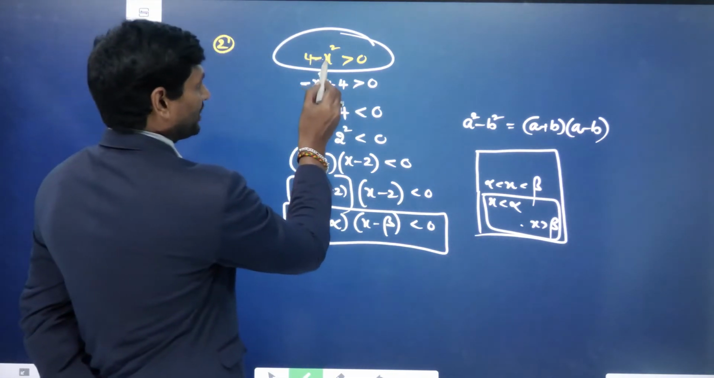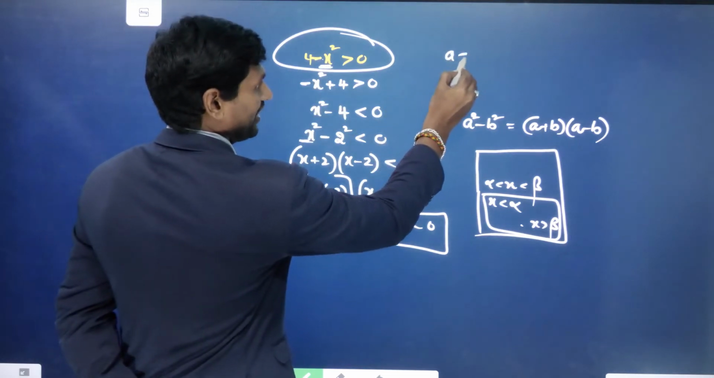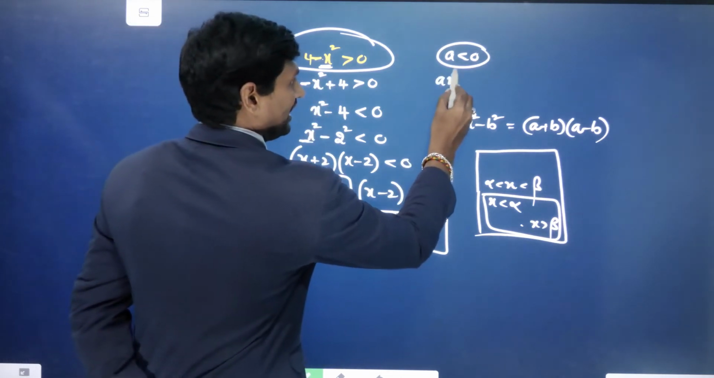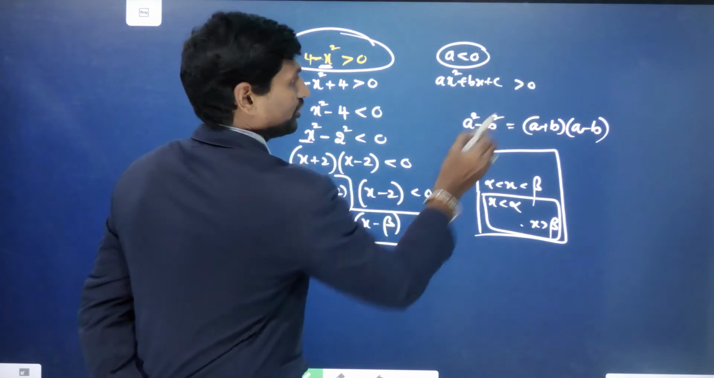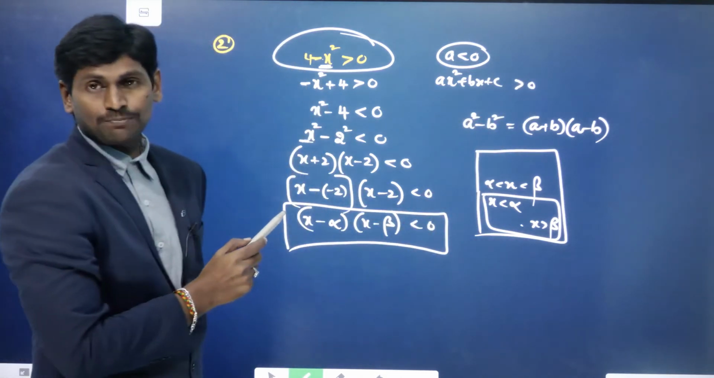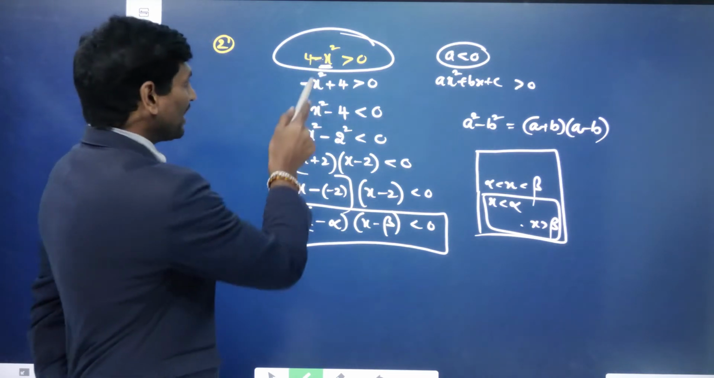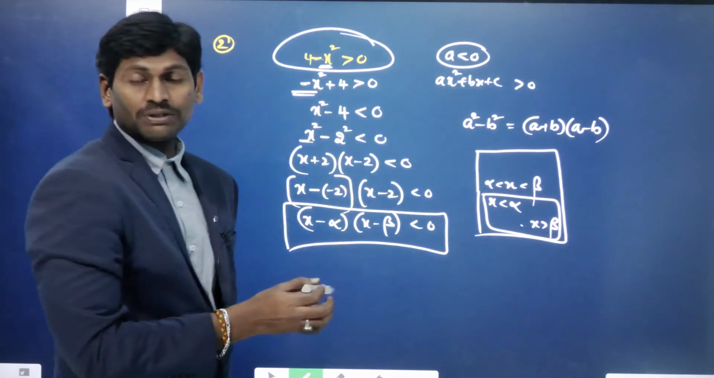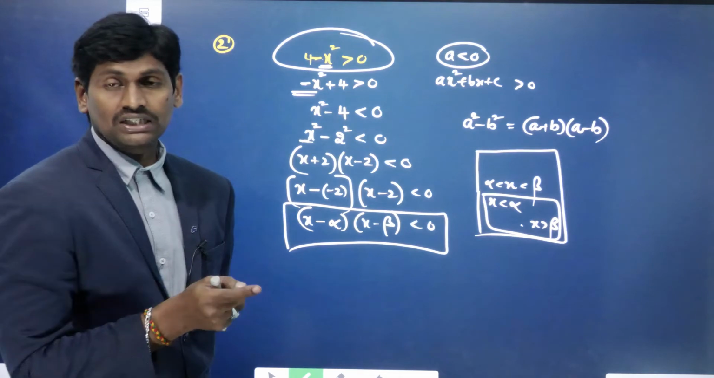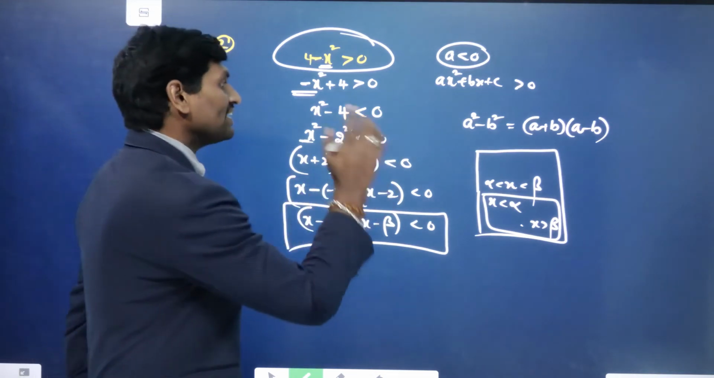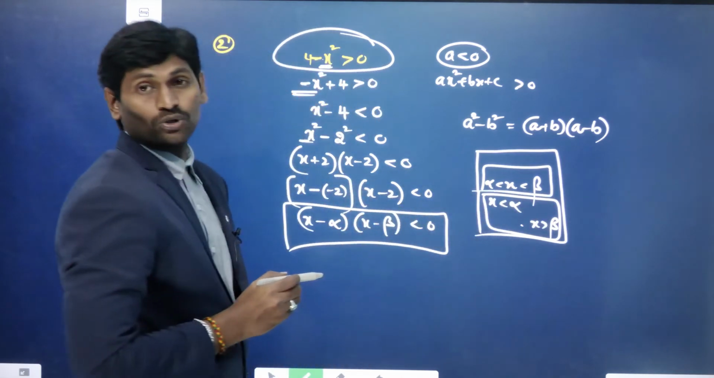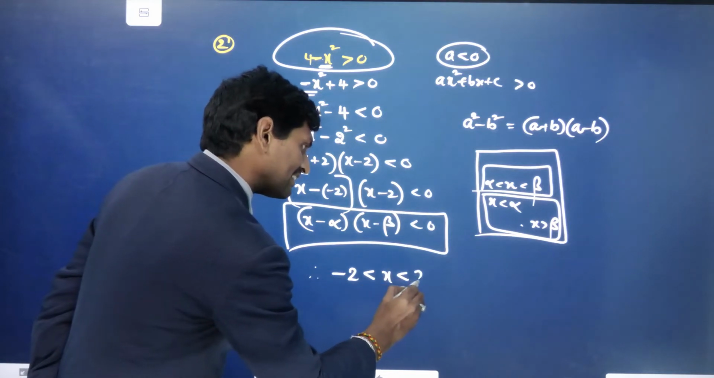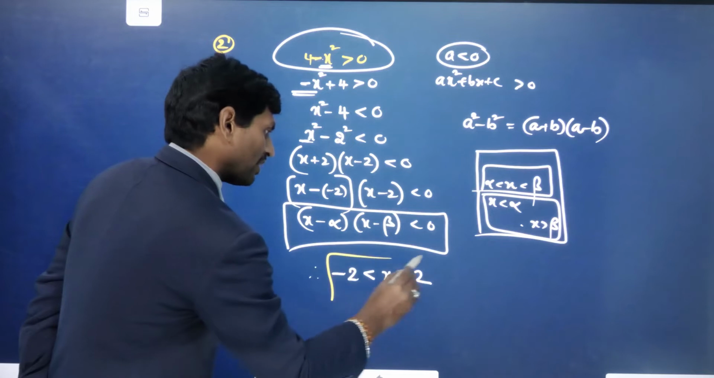Now see, x square coefficient is negative, that means a value is less than 0, and the entire expression ax square plus bx plus c is greater than 0. Did you identify this? In the given expression, x square is minus 1 here. That means x square coefficient is negative, entire expression positive. That means both have opposite sign. Opposite sign means x lies exactly between the roots. That means our solution is minus 2 is less than x less than 2. This is our required answer.